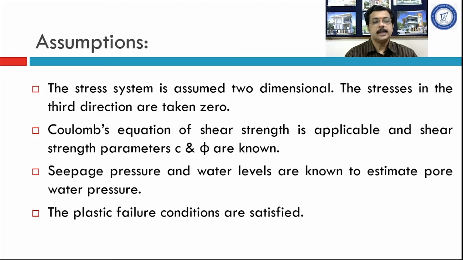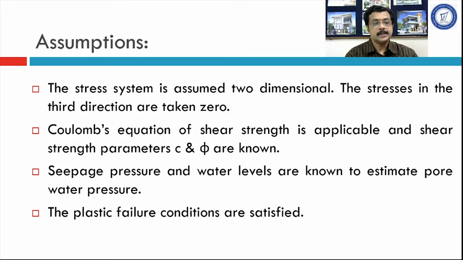The third assumption is that seepage pressure and water levels are known to us before going for the analysis. For what purpose are these two things required? To estimate pore water pressure. At what level the groundwater table exists at a particular site, whether it is at the ground surface or a little below the ground surface at some depth, say h, all those things are known to us. Whether seepage is steady, whether it is occurring, all these situations are known to us before going for the analysis.